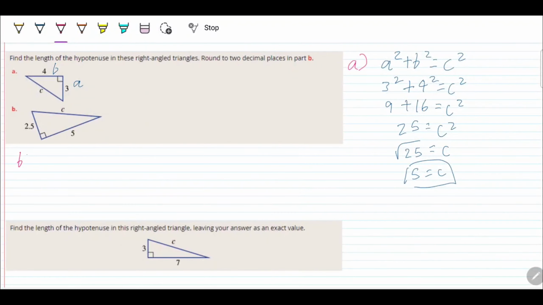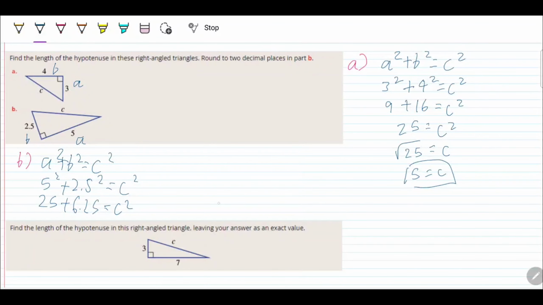For example B, we do the same thing. We can label 5 as a, and we can label 2.5 as b. Once again, a squared plus b squared equals c squared. A will be 5 squared, b will be 2.5 squared, and c squared we'll leave as is. 5 squared gives me 25. 2.5 squared gives me 6.25.